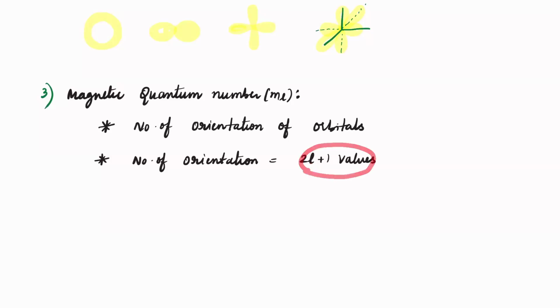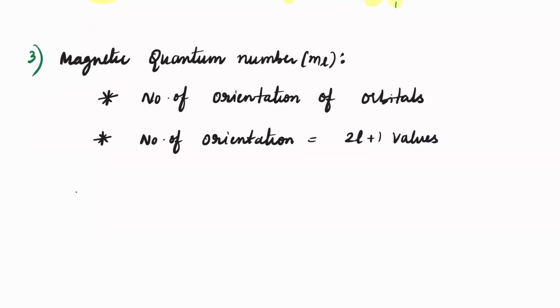That is, if L is equal to 0, how many ML values will we get? Only one value. That means only a single orientation. A single orientation is a way to say that it is only spherical. It's a very spherical sphere. Wherever you rotate it, it will always have the same orientation. That means the shape does not change, the density does not change, it will remain the same.